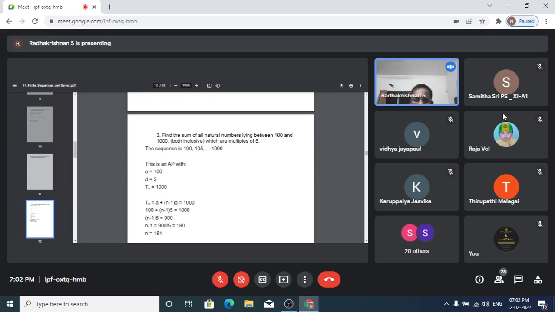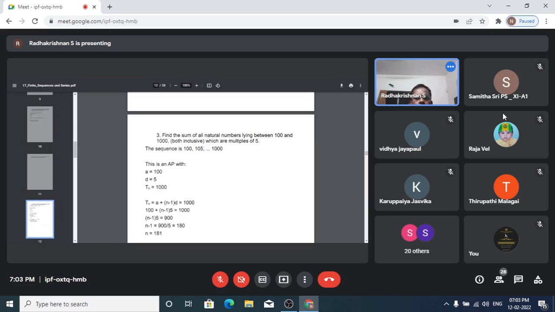So this is how we get n equal to 181, because we know that Tn equal to A plus (n minus 1) into D, right? You can see the screen, right? The slide I am showing. Yes, sir. Okay. So here A equal to 100, D equal to 5, Tn equal to 1000. சரியா? So A 100 plus (n minus 1) into 5 is equal to 1000. So we have to solve this for n. So (n minus 1) into 5 equal to 900, or n minus 1 equal to 180, or n equal to 181.